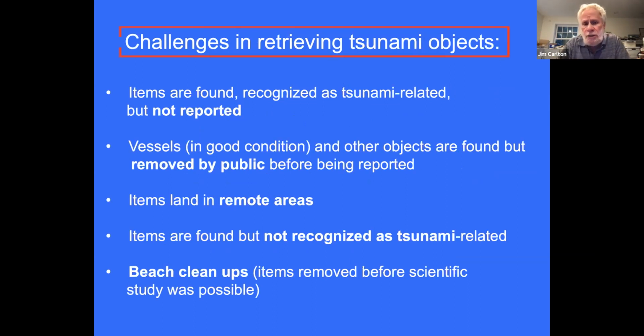There were quite a few challenges in 2012, 2013, and as it turns out, as the years went by, in retrieving the actual tsunami objects. We were aware that items were found, recognized, but eventually never reported. We heard about them much later. The public did a pretty good job in absconding with things that were found, boats in good condition. We think a lot of stuff landed in very remote areas, British Columbia, Alaska, and even in the Hawaiian Islands. Beach cleanups were one of our great nemeses. They were really well-intended, but removed an awful lot of good stuff that we might have wanted to study.